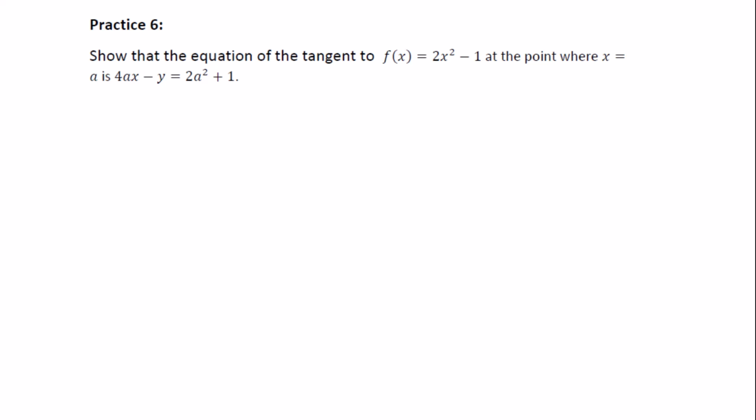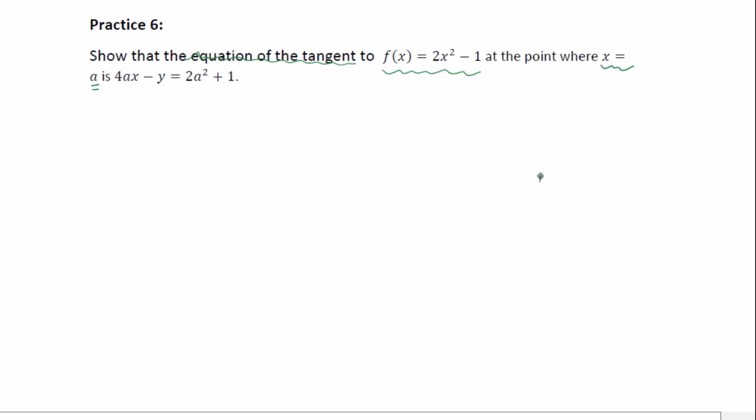Show that the equation of the tangent to f of x equals 2x squared minus 1 at the point where x equals a is 4ax minus y equals 2a squared plus 1. We are looking for the equation of the tangent line. We are given the point at x equals a.